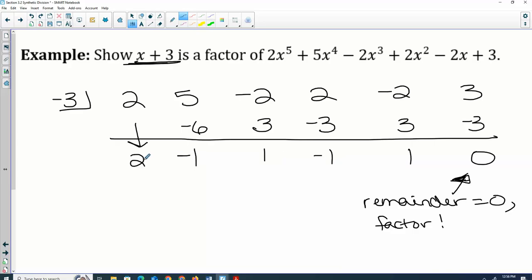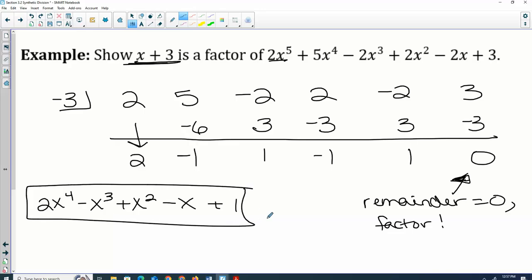If I did want to write my quotient, we would just say, okay, that's my constant. x squared, x cubed, x to the 4th. When you divide by x, your powers are going to go down by 1. So my quotient is 2x to the 4th minus x cubed plus x squared minus x plus 1. There is no remainder.